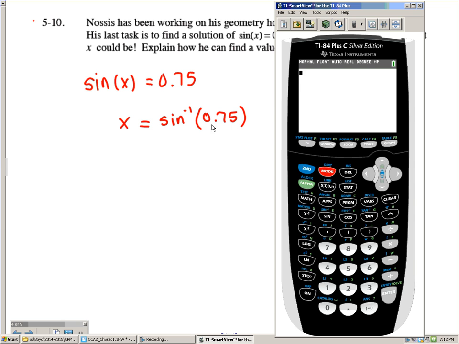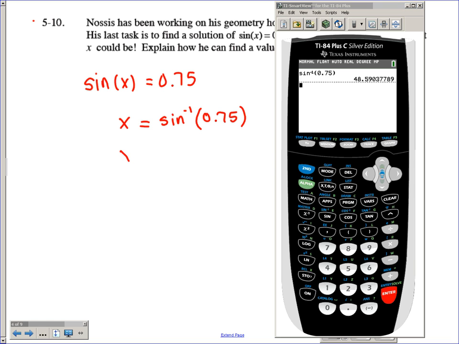And I'm going to do the inverse of the sine function of 3/4, or 0.75. So to do that, second, the sine button. You see we have the little -1, just like you had in class today when we're talking about inverse functions. And we'll put in there 0.75. We hit enter, and we get x equals 48.59 degrees.